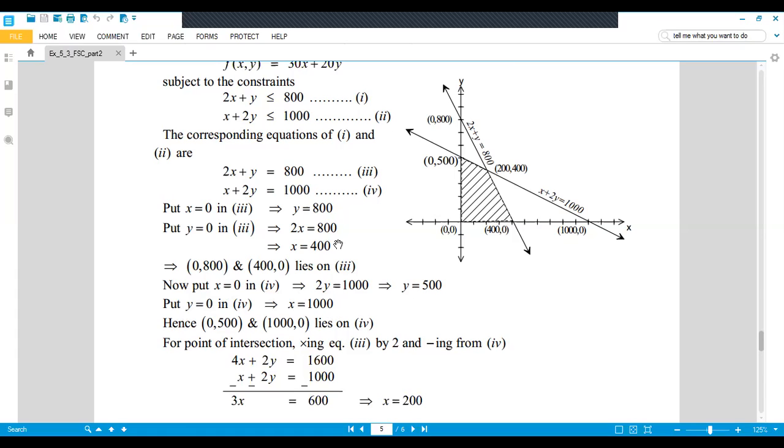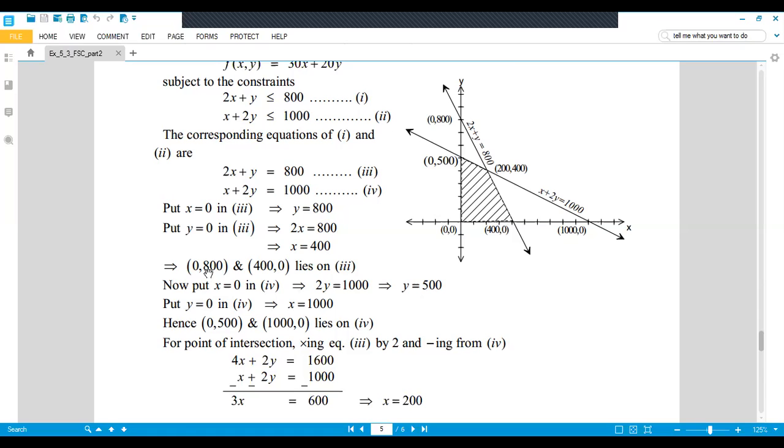Now these values are very big. We can't take 1 unit as 10 small boxes, so for this you choose a scale. You choose the scale on the x-axis: 10 small boxes equal to 100 units, then you can easily draw the graph. And similarly on the y-axis, 10 small boxes equal to 100 units. When you write this scale, it will be easy for you to draw the graph.